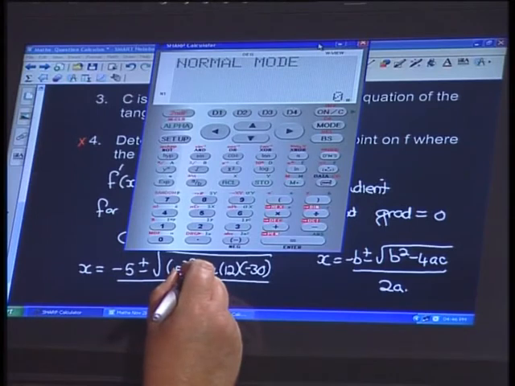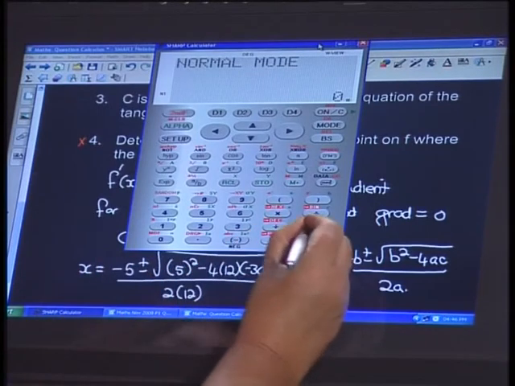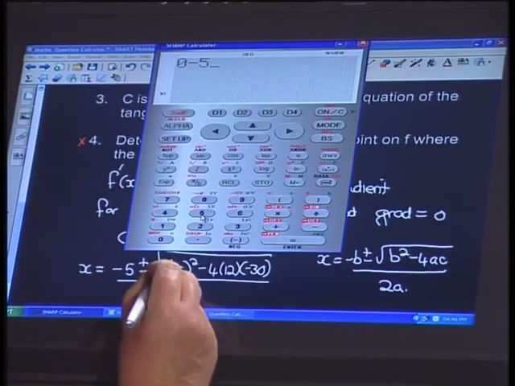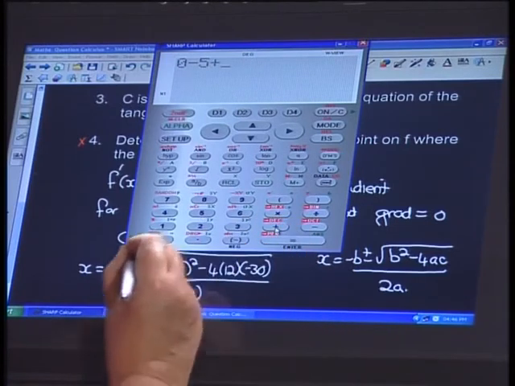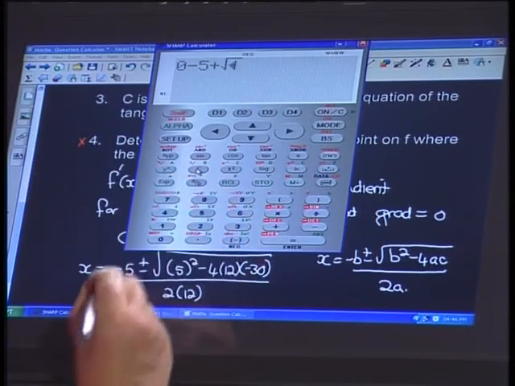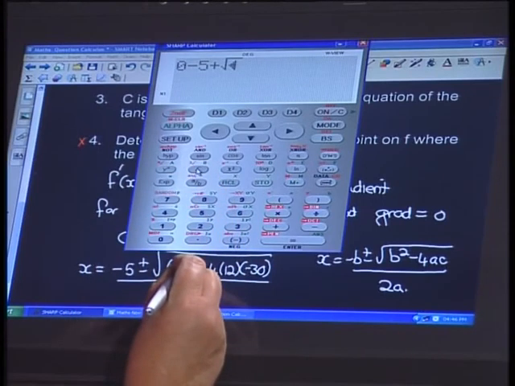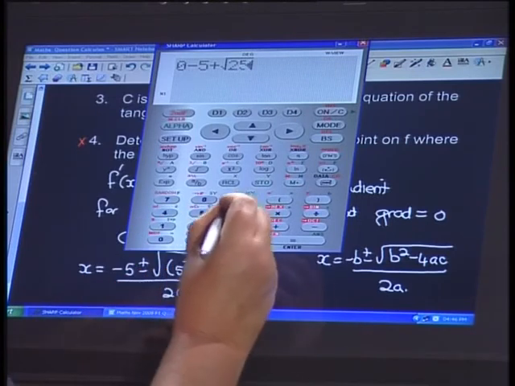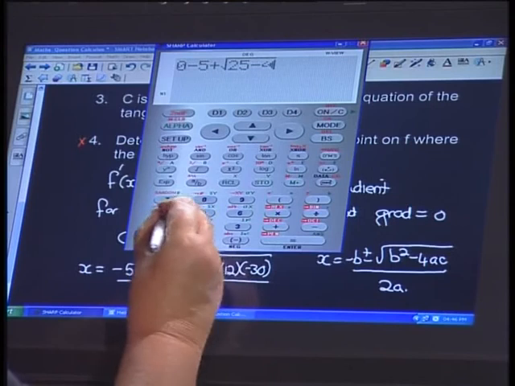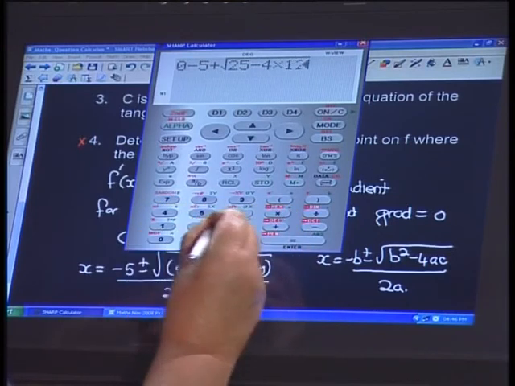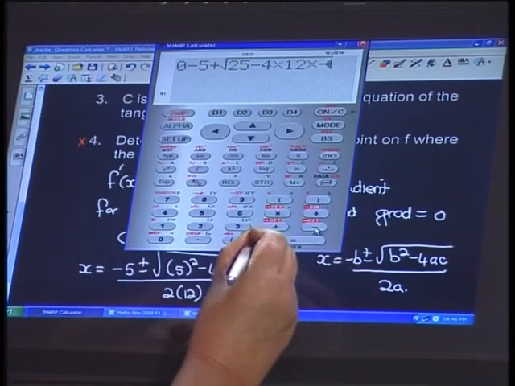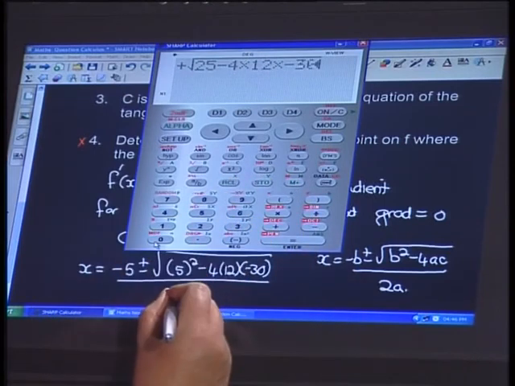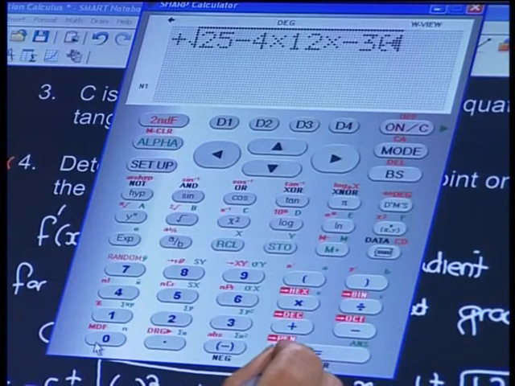Right, so if we look at this now, we're going to find this formula. So we're going to say minus 5. And obviously, we can't do them both at the same time. So let's go plus. And now we need a square root sign. And inside the square root sign, we're going to have 5 squared. But I'm going to be lazy. I'm just going to go 25. And then over here, we've got minus 4 times 12 times negative 30. And we're going to press our equals button.